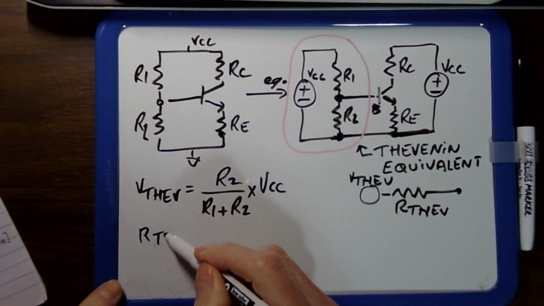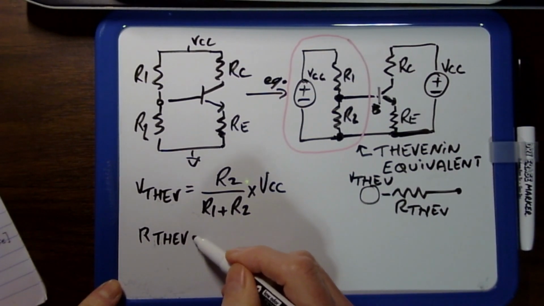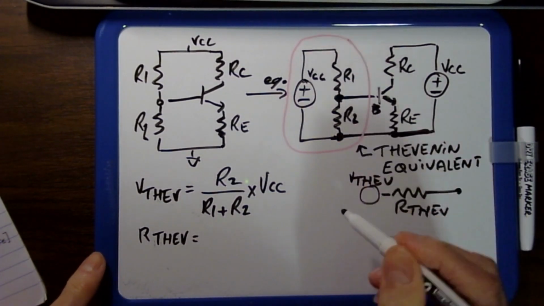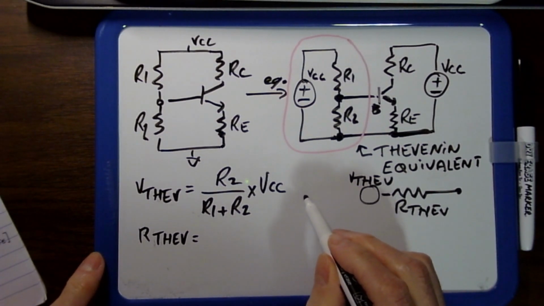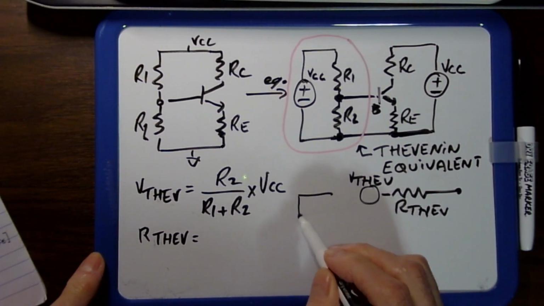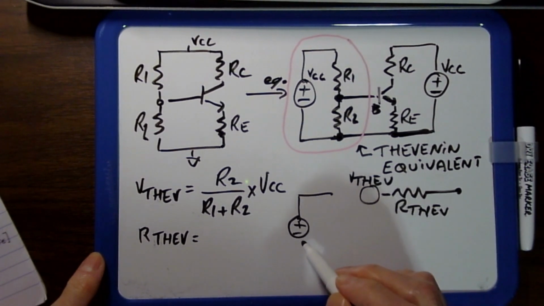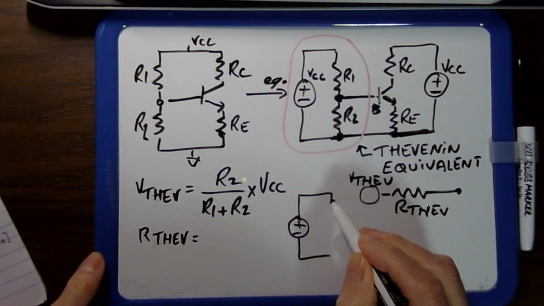And the RTEV, how do you get that one? Basically, you short circuit the voltage source. So if I'm looking at the circuit, you have the plus minus voltage source, R1.